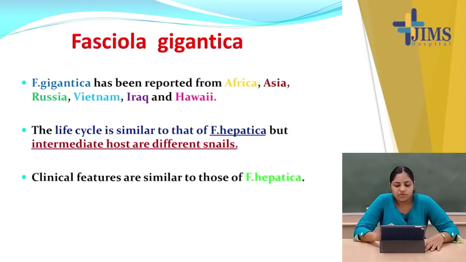So coming to another species, Fasciola gigantica. Fasciola gigantica has been reported from different countries like Africa, Asia, Russia, Iran and Hawaii. Its life cycle is similar to that of Fasciola hepatica, but the intermediate host snail is different; the snail involved is Lymnaea. Here in gigantica the snail is different, but the disease, treatment and life cycle are the same as Fasciola hepatica.